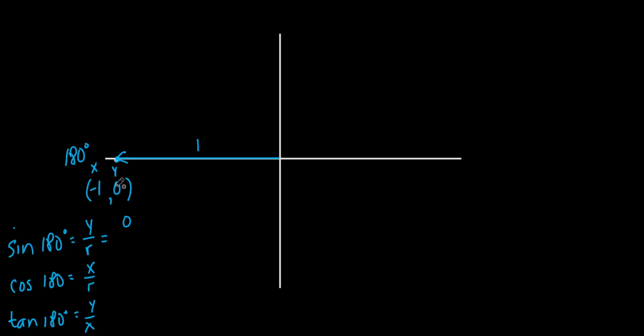Because it's y over r. So the y is 0 over the r, because r is 1. And what is that? Put it in your calculator. Put in sine of 180. See what you get. Who's got a calculator out? What is sine? Sine is a word that describes the opposite side divided by the hypotenuse. That's what the sine is.